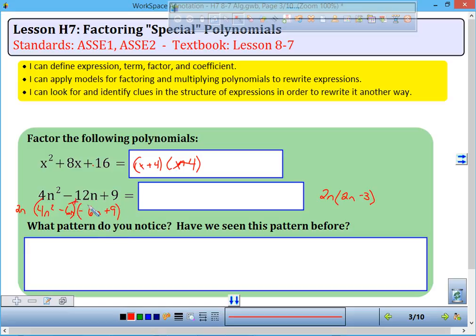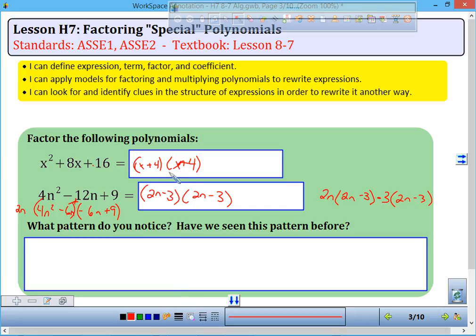What I need to factor out is going to be a negative, so that the 3 is negative. I'm going to factor out a negative 3, and we have 2n minus 3. So now the outsides and the insides are my two binomials. We have 2n minus 3 and 2n minus 3.